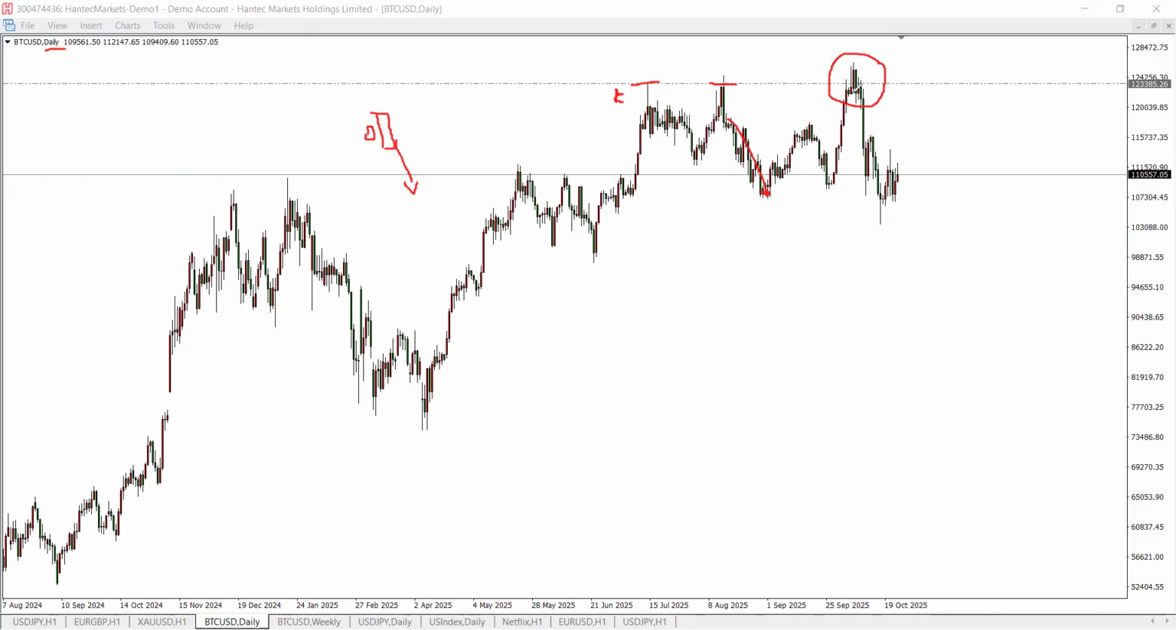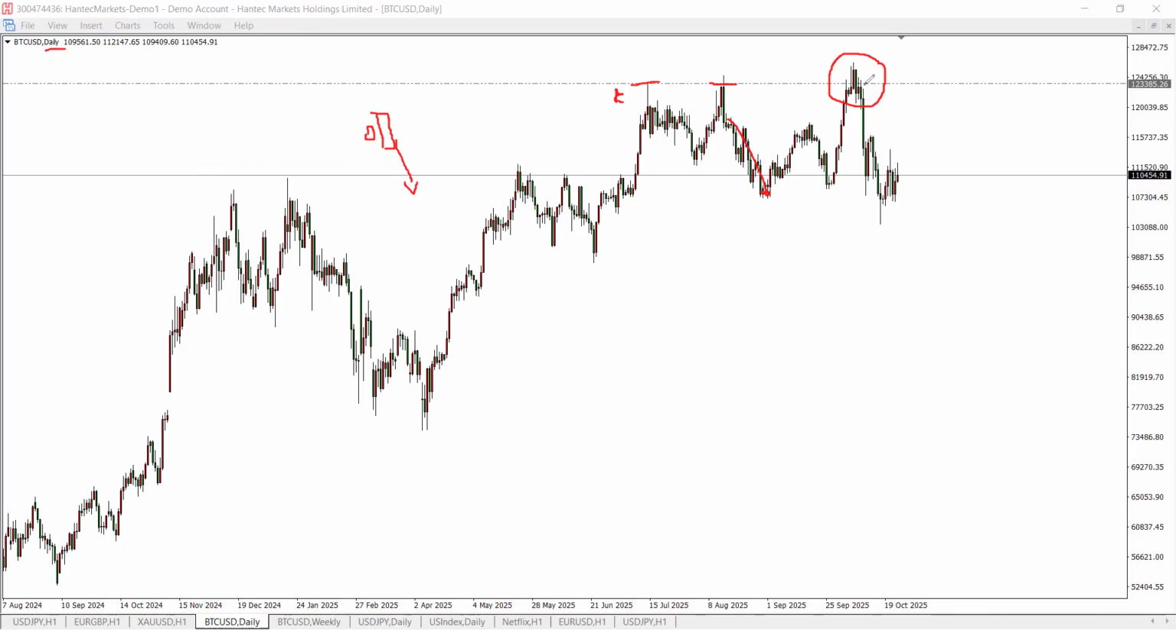A pin bar, a hammer. That is what? A bearish hammer, a bearish pin bar in this area of resistance. Without thinking twice about it, this is a sell. And then the next candle we had was an inside bar. You can see the body inside the previous candle, which is the bearish pin bar. So this inside bar over here was another signal.